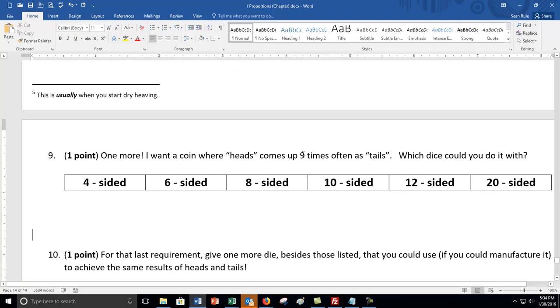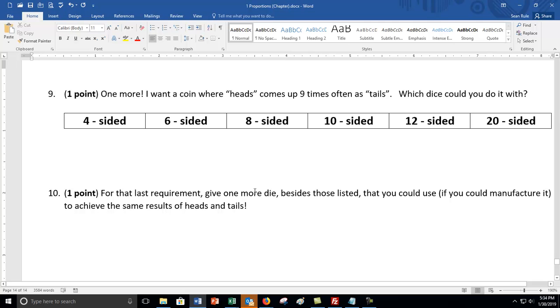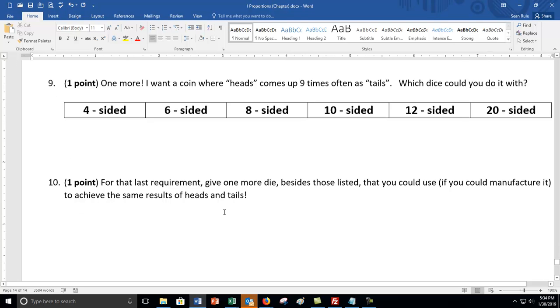Coin where heads comes up 9 times as often as tails. Like some of you are going to look at this and go, none of these are divisible by 9. That's correct. You don't want them divisible by 9. You want them divisible by 10 because 9 times heads for every 1 time tails. So either 10 would work or 20 would work. Those are the ones. For that last requirement, give one more die besides. Beautiful. There you go. Can't wait to see what you say.